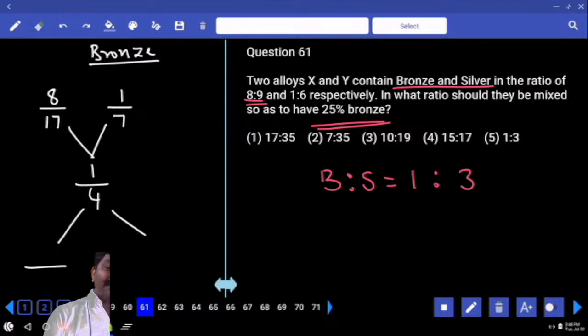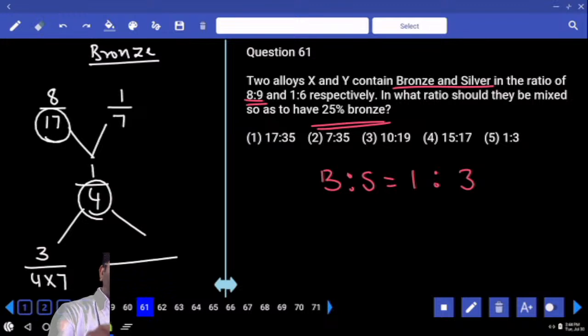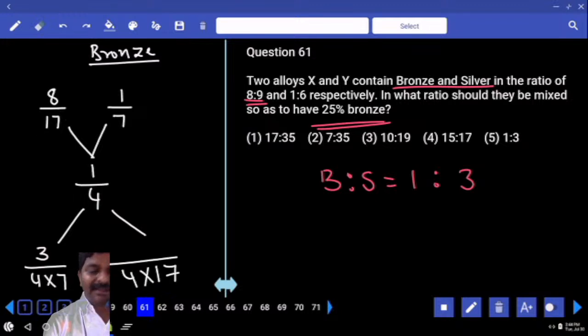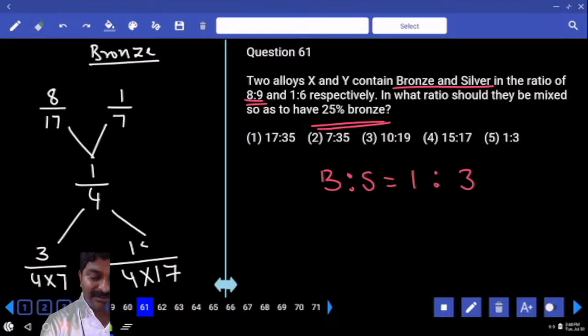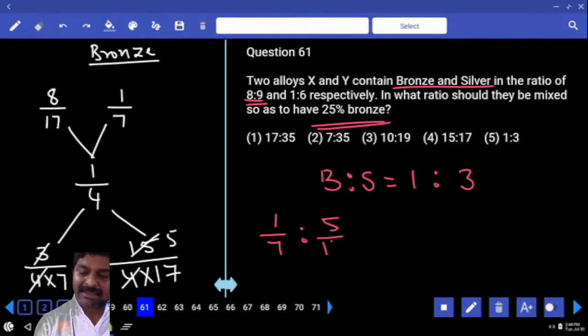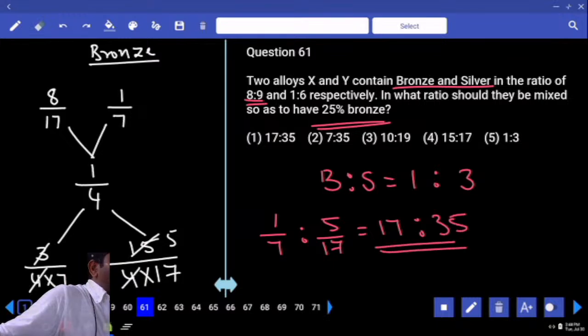Let me first write the denominator. 4 and 7. Let me write 4 into 7. Yes. 4 into 1, 7 into 1. Cross multiplication, difference. How much is that? 3. Next. 4 and 17. LCM. 4 into 17. Again cross multiplication. 4 8s. 17 ones. Difference. 15. First of all 4 gets cancelled. 3. 5 times. So it is 1 by 7 is to 5 by 17. When you go for cross multiplication, 17 is to 35 only. First option.